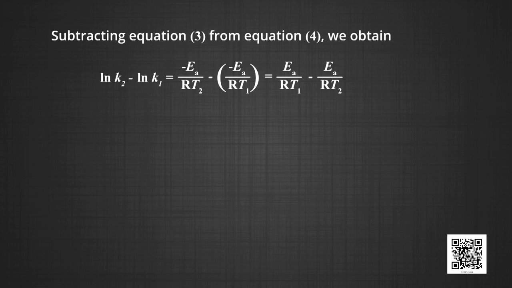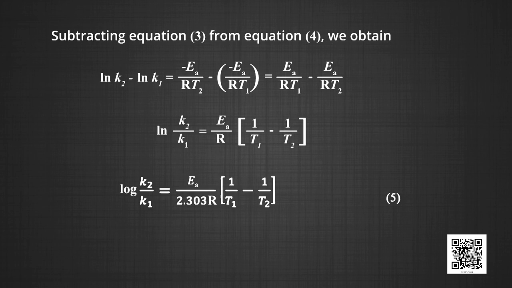Now, subtracting equation 3 from equation 4, we obtain ln K2 minus ln K1. Ln, I am saying it is natural logarithm. So, ln K2 minus ln K1 is equal to minus Ea by RT2 minus Ea by RT1. It comes out to be Ea by RT1 minus Ea by RT2. Now, the expression will become ln K2 by K1 is equal to Ea by R into 1 by T1 minus 1 by T2.